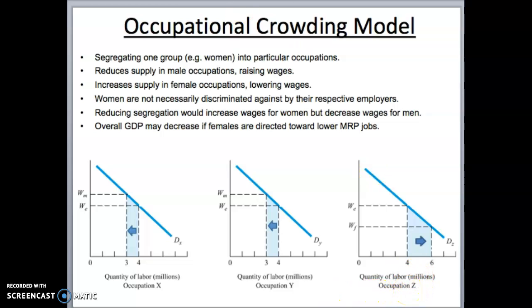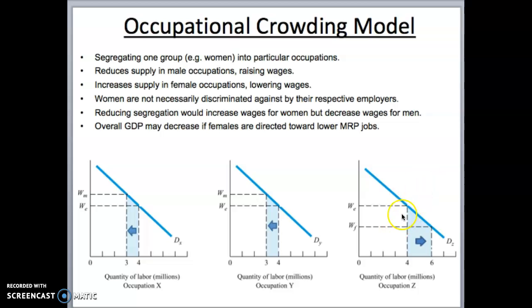This is why we call it an occupational crowding model, because you are taking women from a lot of different occupations and crowding them into a smaller number of occupations. For example, we might remove women from firefighting. We might remove women from construction and push those 2 million women into, let's say, elementary school teaching. So you're crowding them into one occupation versus two.